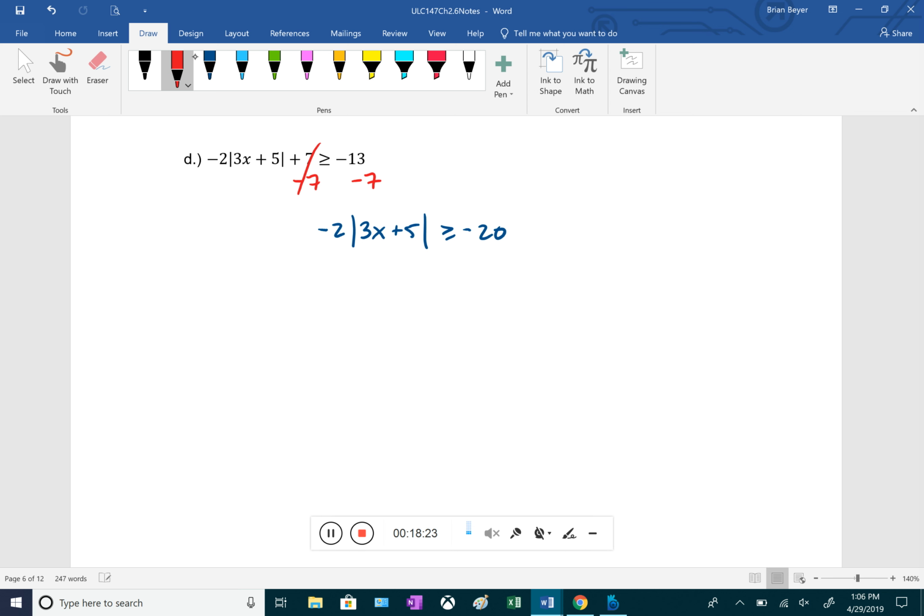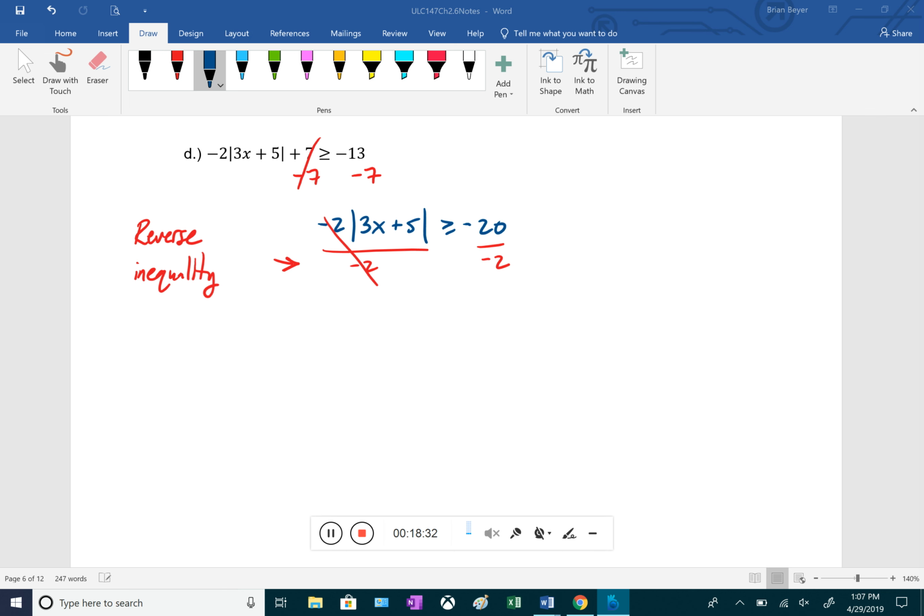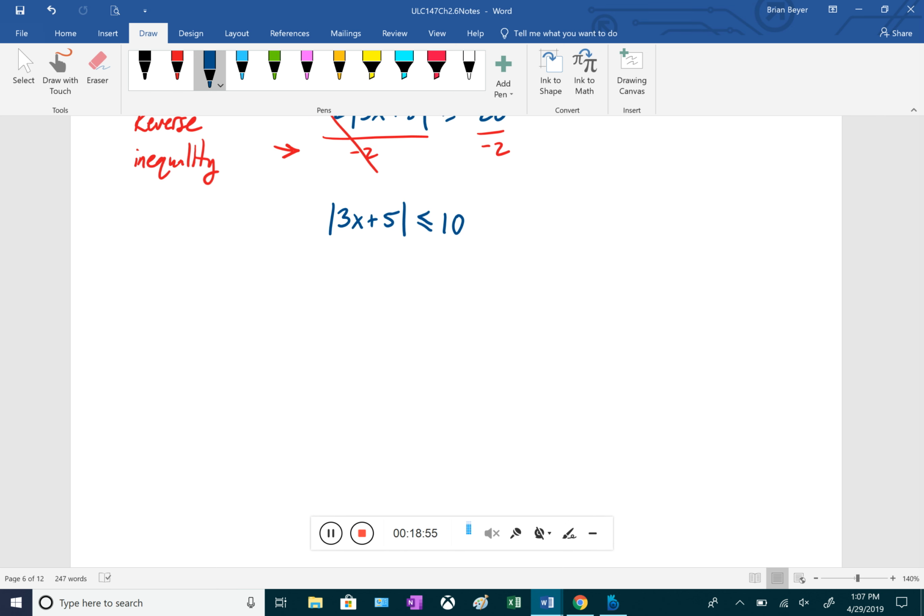Divide both sides, so it's being multiplied, that negative 2 is being multiplied. So we have to divide both sides by negative 2. And since we divided both sides by a negative, we have to reverse the inequality. So we get the absolute value of 3x plus 5. Instead of greater than or equal to, it becomes less than or equal to negative 20 divided by negative 2. We get positive 10.